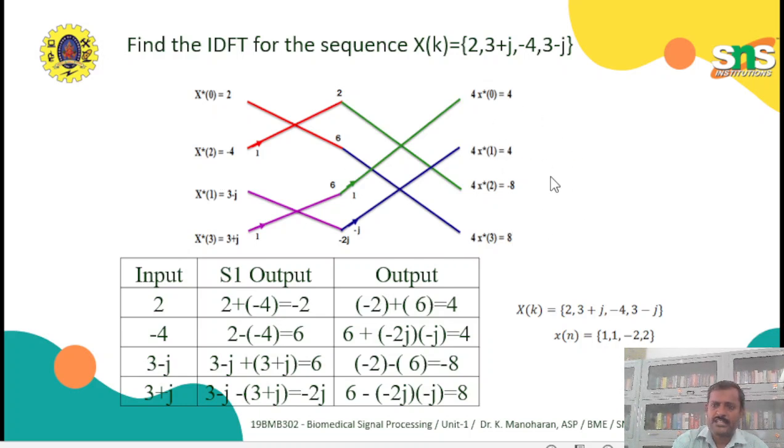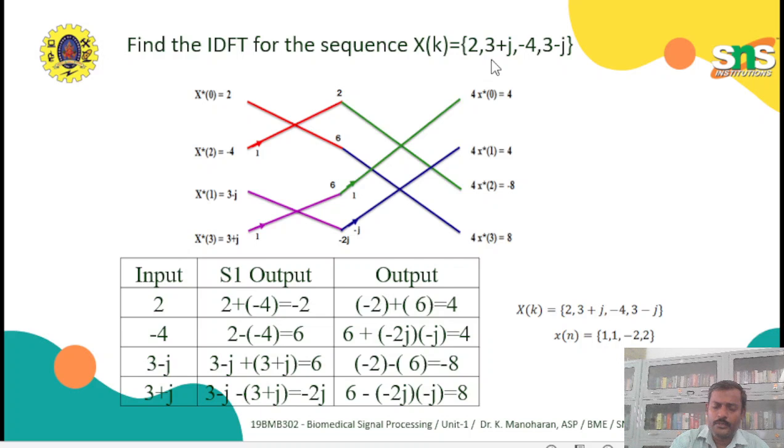The complex conjugate is very simple. For the real part, no sign changes. For the imaginary part, the sign should be changed: if it is a plus it should be changed to minus, and if it is a minus it should be changed to plus. Look at the actual inputs. Here is 2, this is 3 plus j, this is minus 4, and this is 3 minus j. For 2 and minus 4, if you take the complex conjugate, there are no changes because there is no imaginary part.